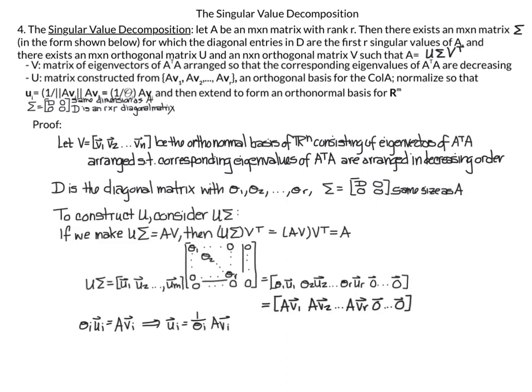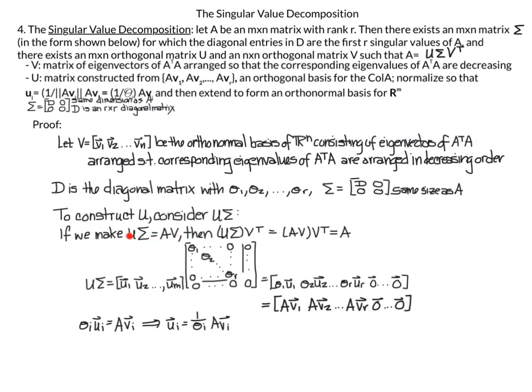We can try out a V and a D, but now we need to construct U so that A is equal to U sigma V transpose. This part is where we actually have to make things work. So to construct U, we're going to consider U times sigma. If we make U sigma equal to AV, then U sigma V transpose, which is how we want to decompose A, is going to equal AV V transpose, and these two together make I, and that equals A. So our big strategy is to choose our U so that U sigma is equal to AV.